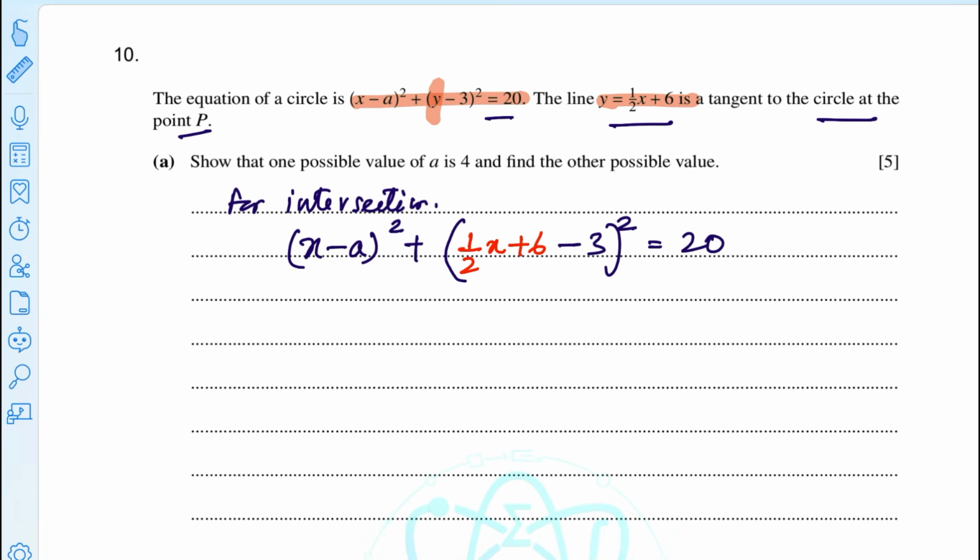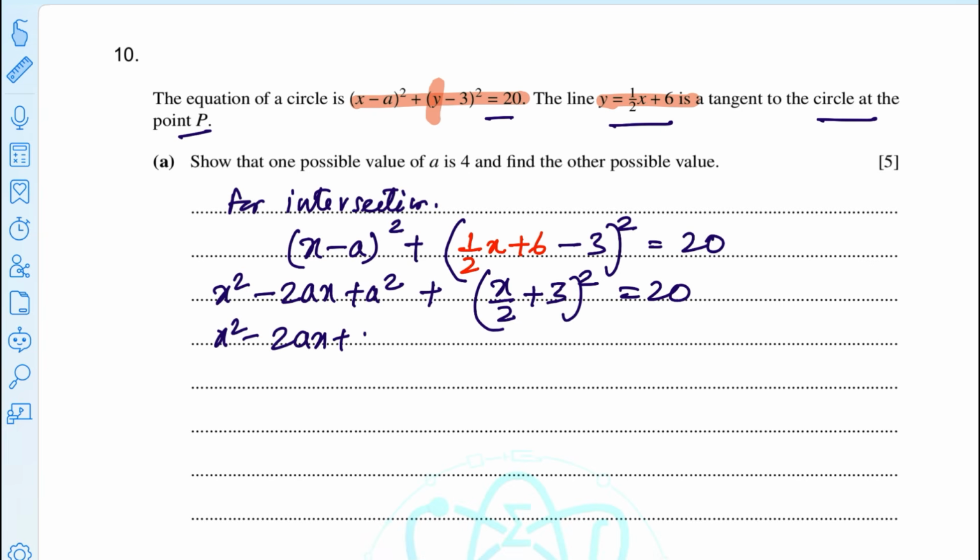So if you expand it, I think you'll be getting x squared minus 2ax plus a squared. Then we can say plus 6 minus 3 will be x over 2 plus 3 squared, that equals 20, right? So we can say x squared minus 2ax plus a squared, and when we expand this bracket, it will be x squared over 4 plus 3x plus 9, that equals 20.